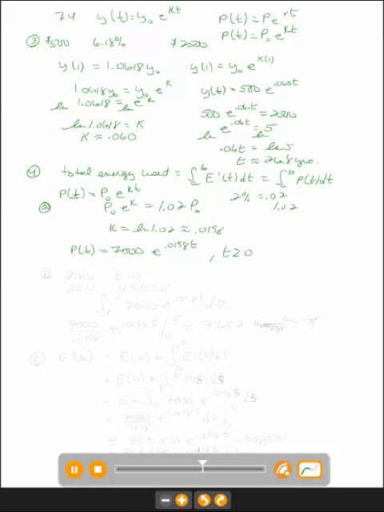So part B wants to know, find the total amount of energy used during 2010. Well, if 2006 is time 0, 2010 is going to be the interval from 4 to 5. So they are asking us to integrate from 4 to 5 the function.